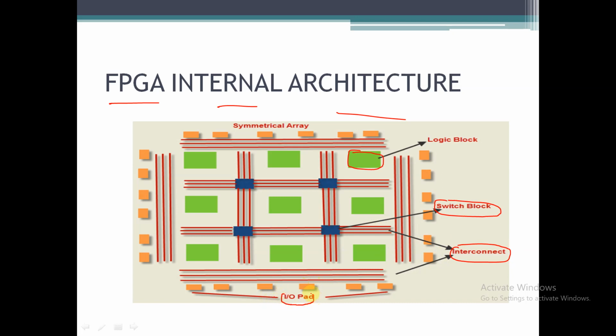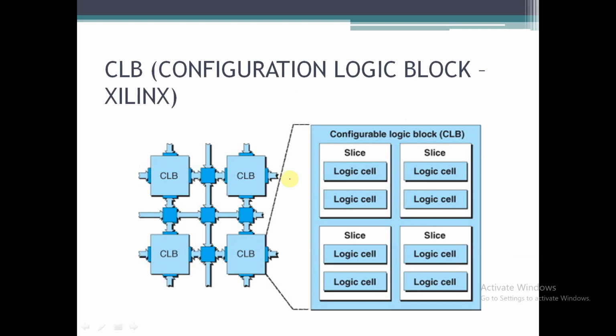Still, there are more components inside this FPGA, so this is a simplified diagram. These are the components present in the internal architecture of the FPGA. The FPGA consists of logic blocks, switch blocks, interconnects, and IO pads.